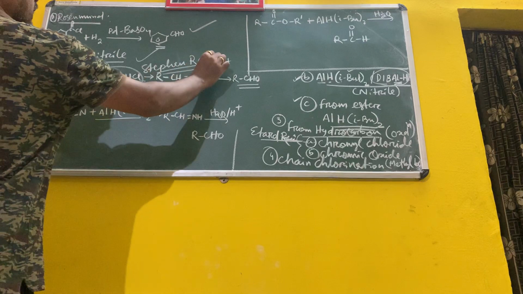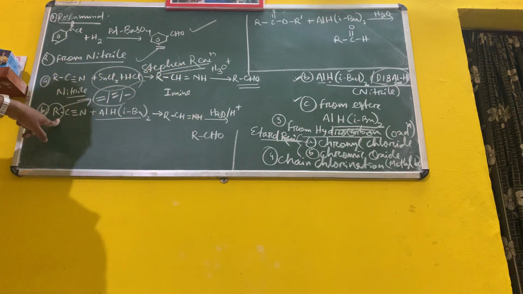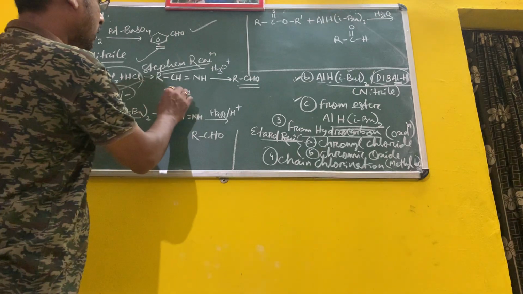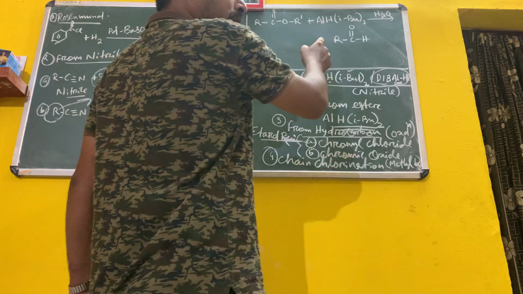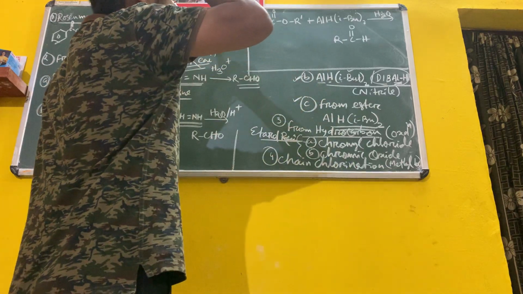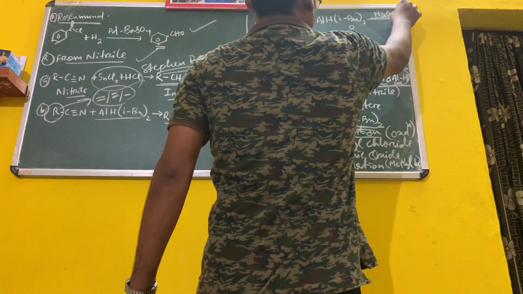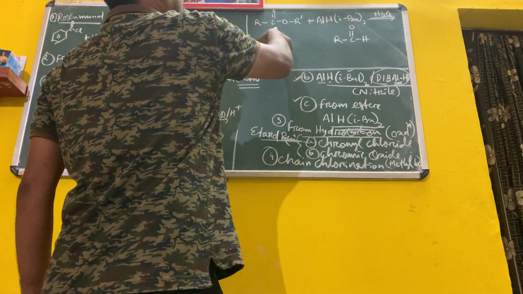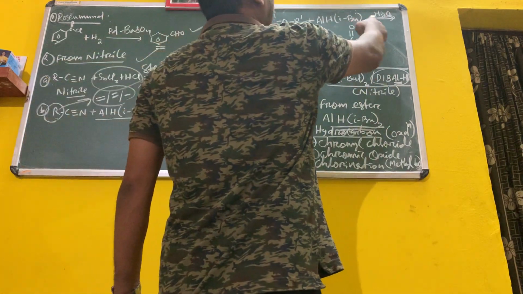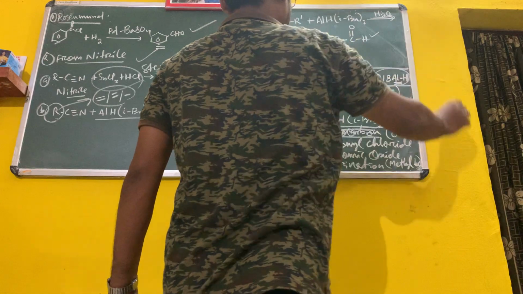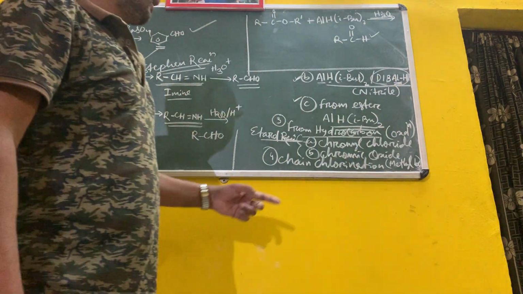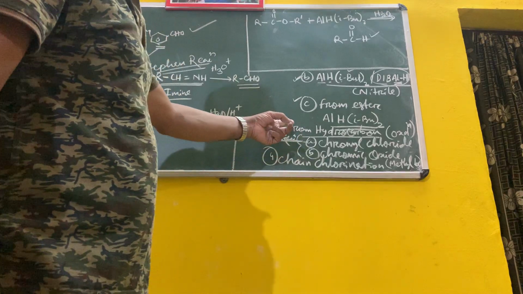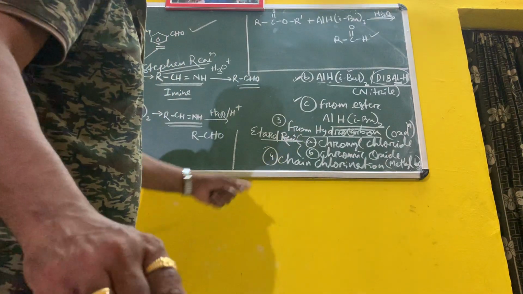This is Stephen reaction, again with DIBAL-H, that is from alkyl nitrile to imine. Here also formation of imine takes place, followed by the hydrolysis, that is ester, DIBAL-H, hydrolysis, aldehyde. So these are all about the preparation from nitrile and ester. Then next is from hydrocarbon.